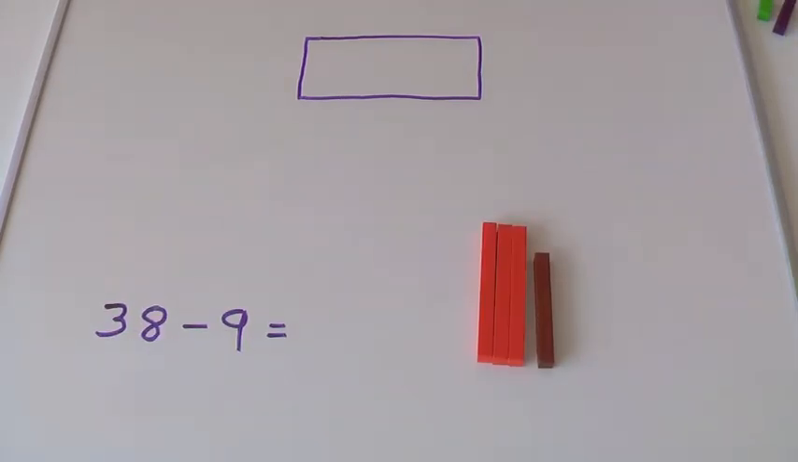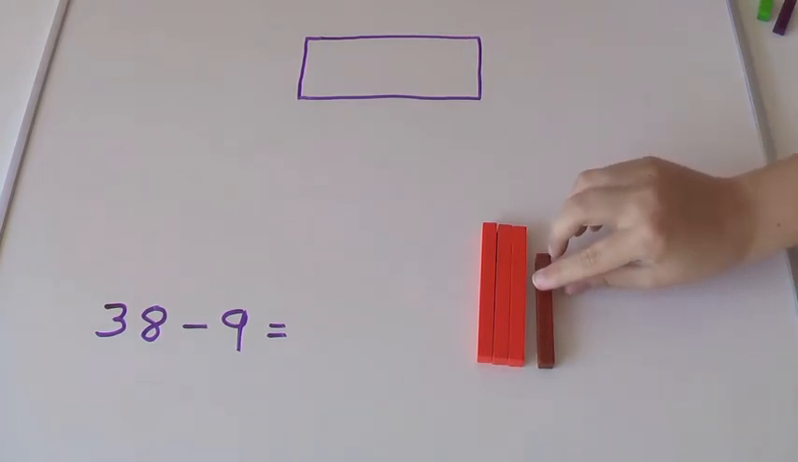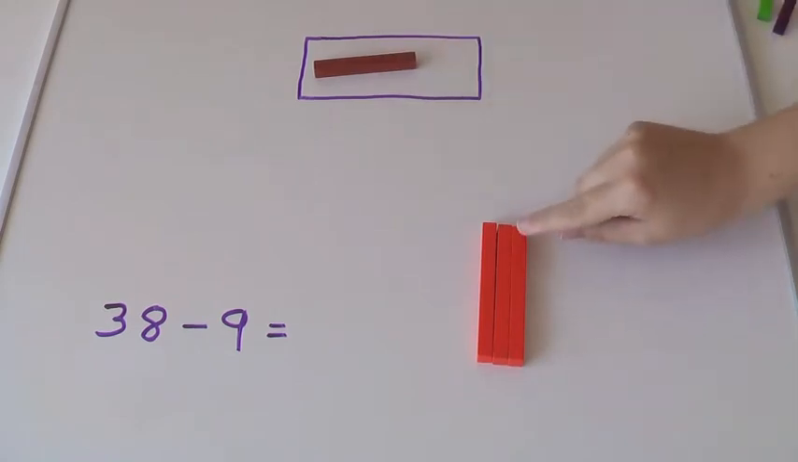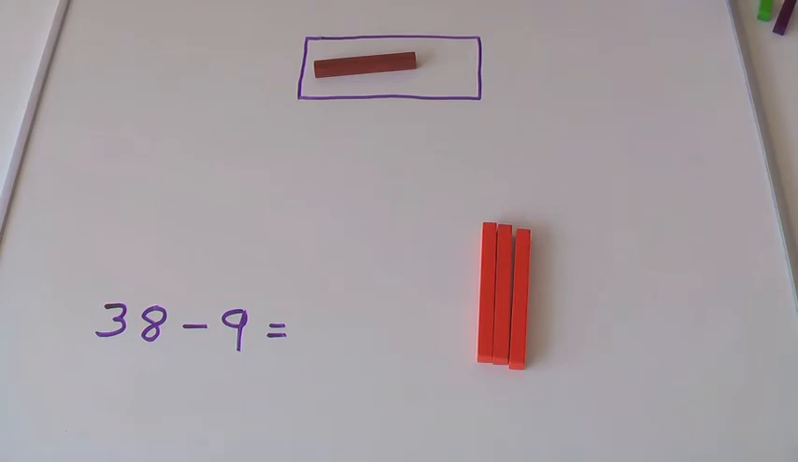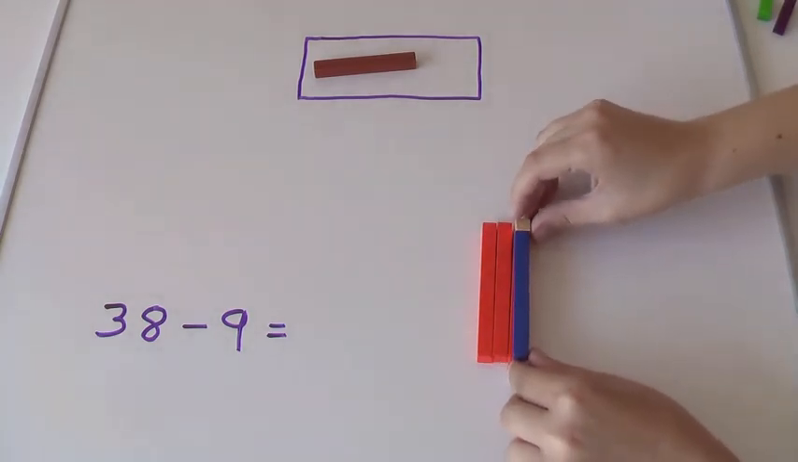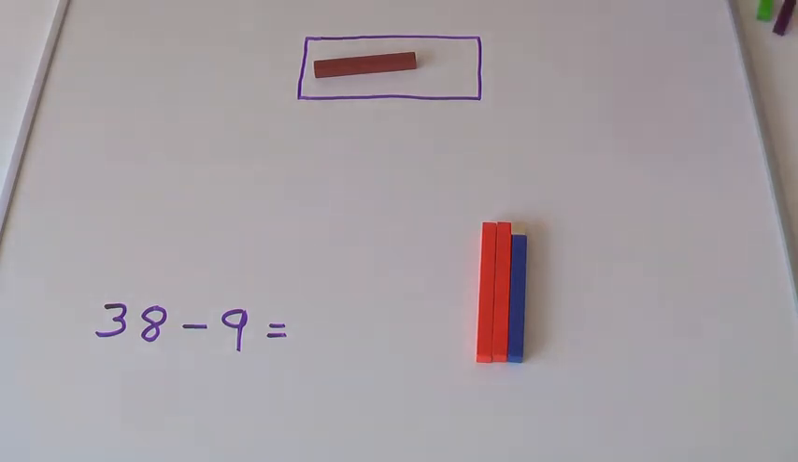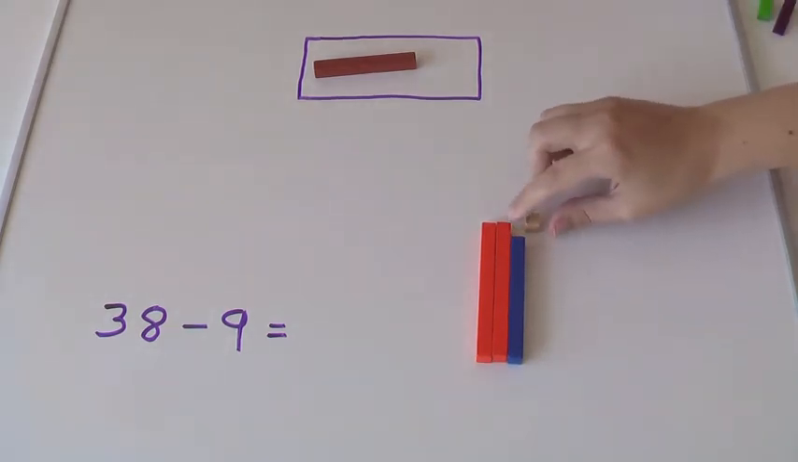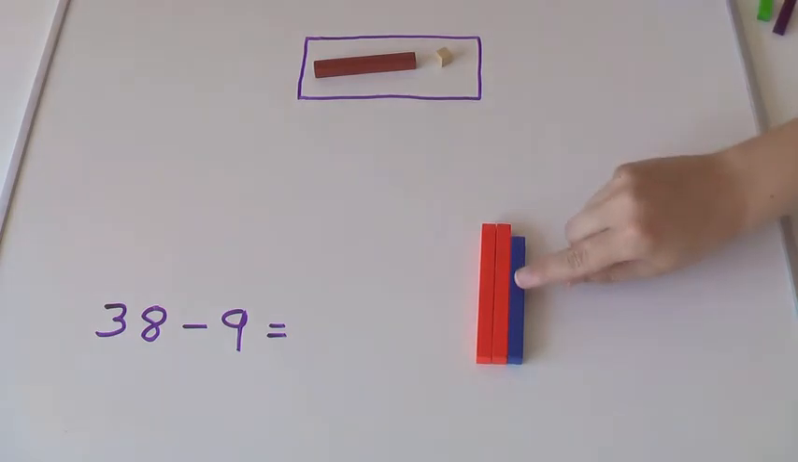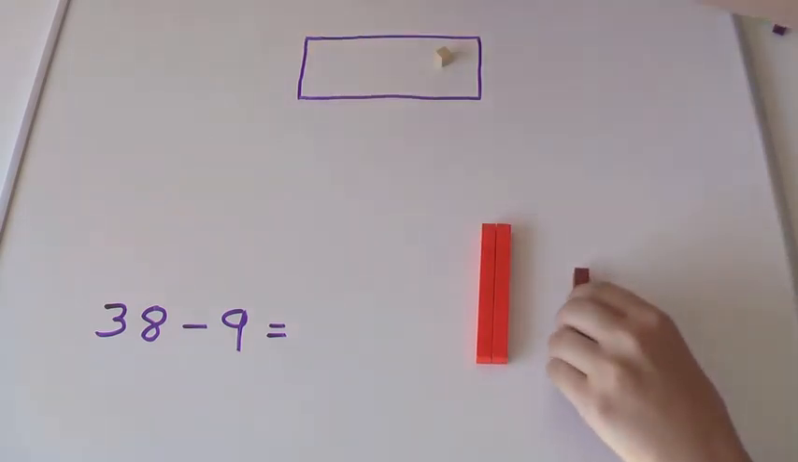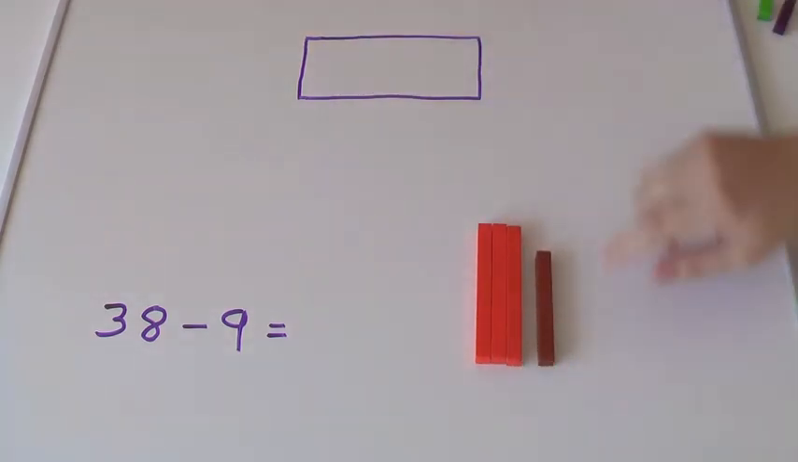Okay, 38 minus 9. So the first way we can do this is to do 38 minus 8. And then I haven't taken away 9 yet. I still need to take away 1 more. So I'm going to take 1 away from 30. So I'll trade this 10 for a 9 and a 1. I still have 30 here. Now I can take 1 away. So I have 29.